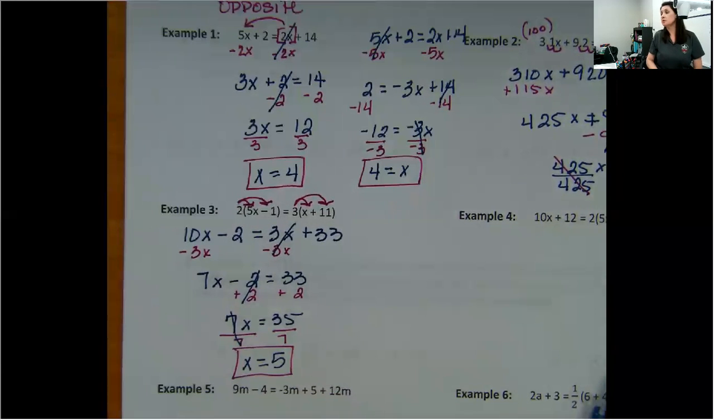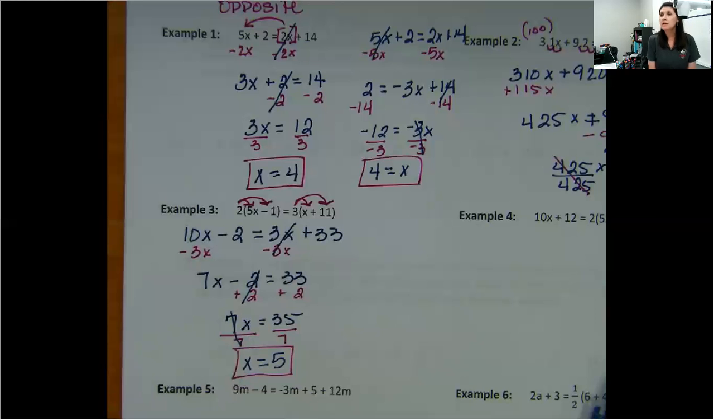Okay, Miss Weatherman? Yes. Oh, wait, hold on. What if you canceled the -2 before doing the 10x and 3x? That's fine. You can move your 2 over first. So you could do either one? Yes, you could do either one.